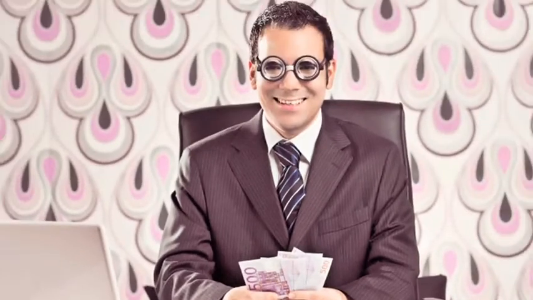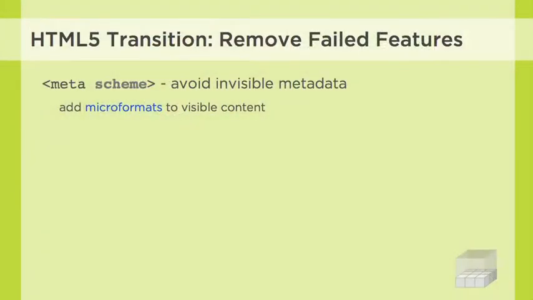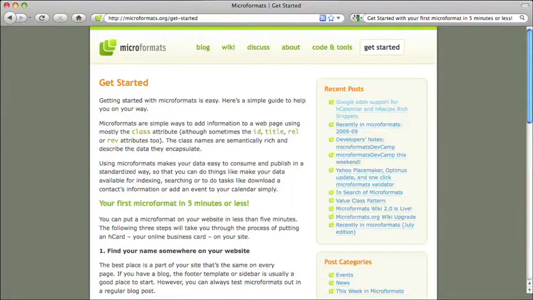You don't need it. So just drop meta scheme and drop anything similar to that. If you want to incorporate metadata in your document, keep it visible, keep it indexable, and keep it up to date. Once you have that visible content in your document, add microformats to it so that it's semantically marked up, so that browsers can do things with it, and search engines can recognize and index it. And that's really the direction that semantic markup is moving across the whole spectrum of folks developing for the web.